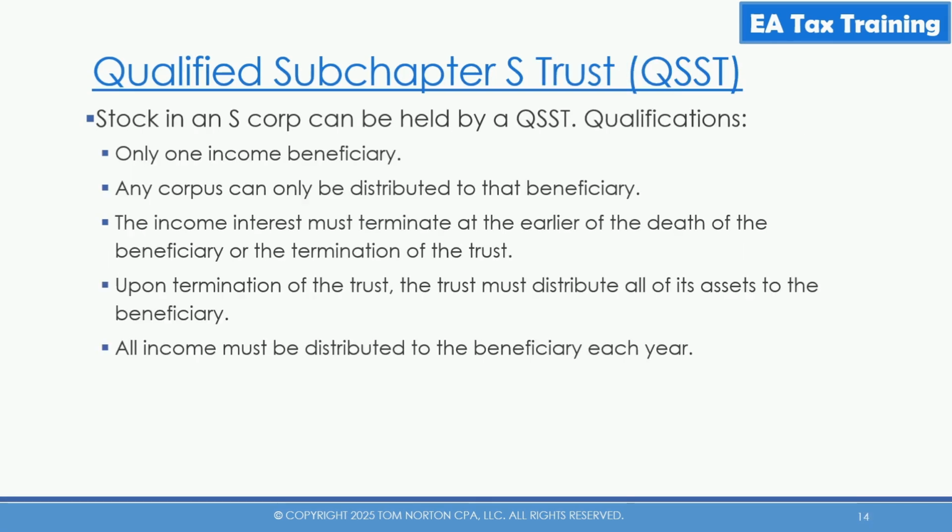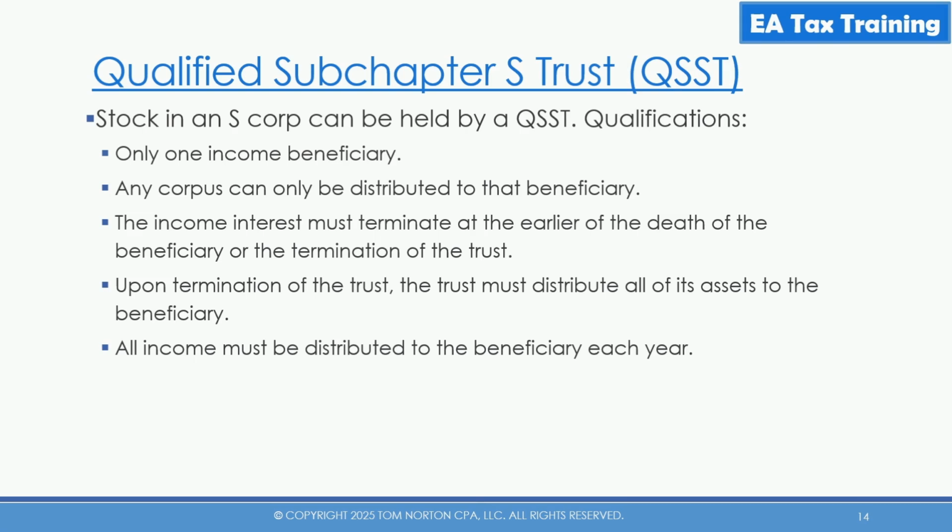Let's talk about those special kind of trusts that can be S Corp shareholders. You may get a question or so on the exam about these, so you just want to be generally familiar with them. First one is a qualified subchapter S trust, or QSST. The qualifications for that trust is that it can only have one income beneficiary. Any corpus can only be distributed to that beneficiary. The income interest must terminate at the earlier of the death of that beneficiary or the termination of the trust.